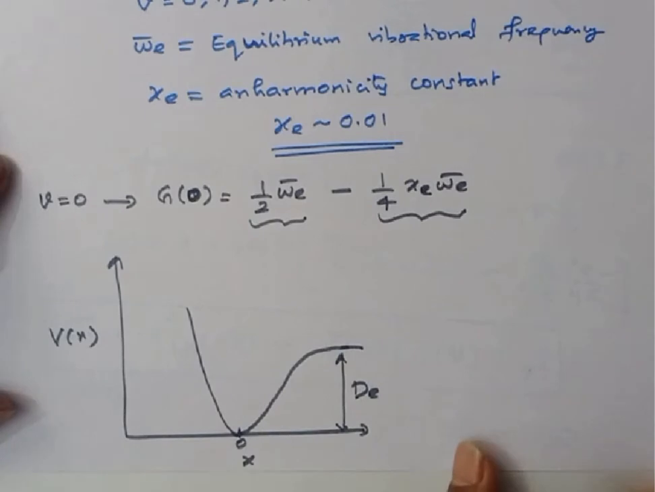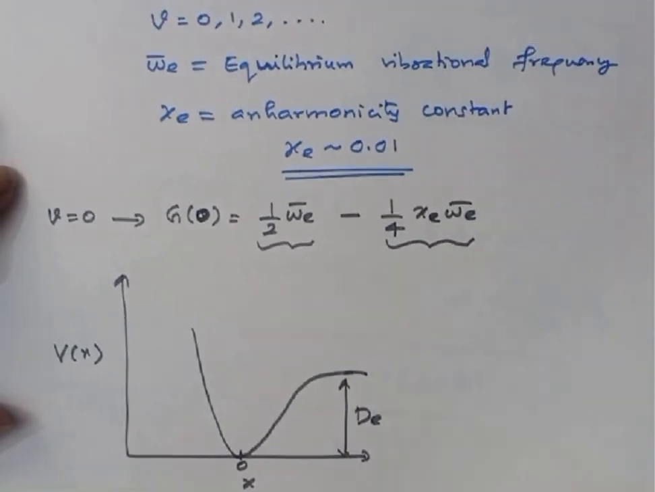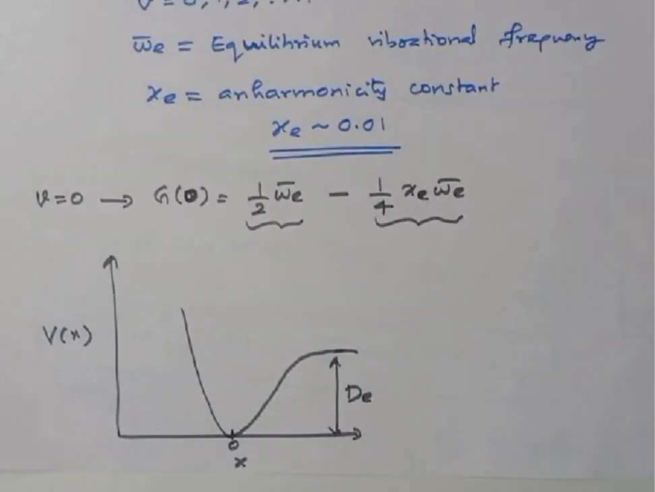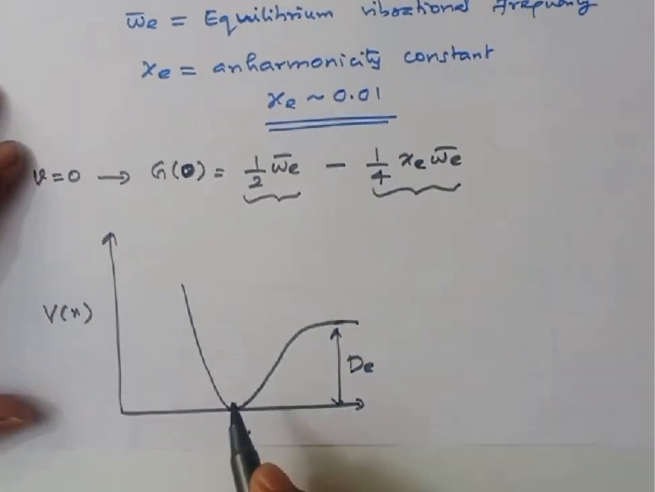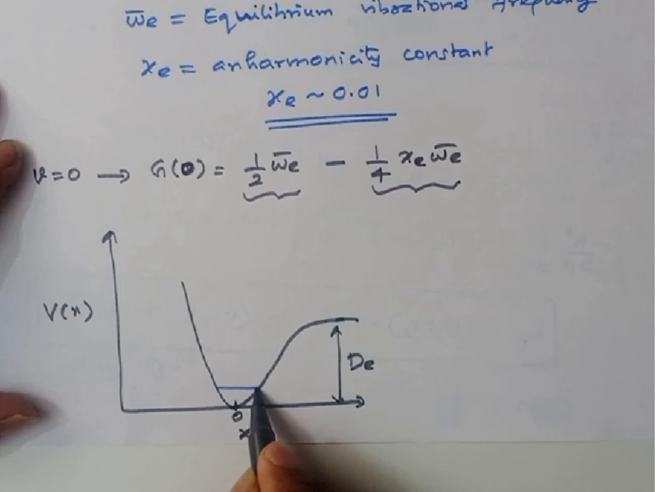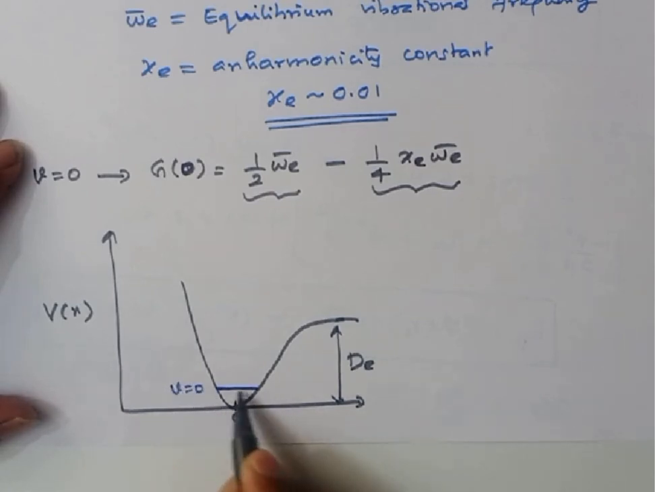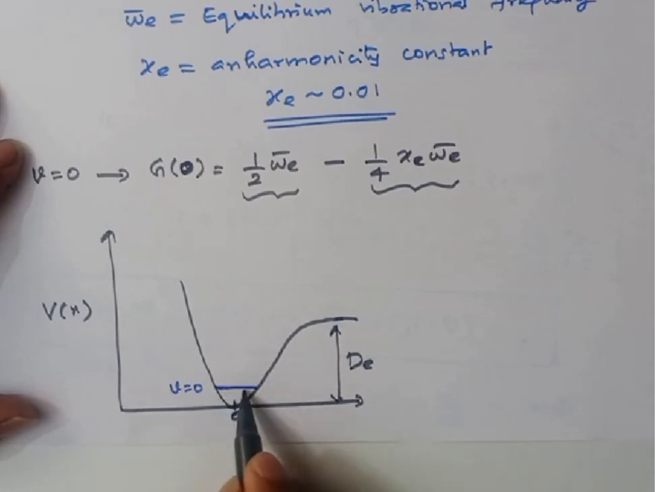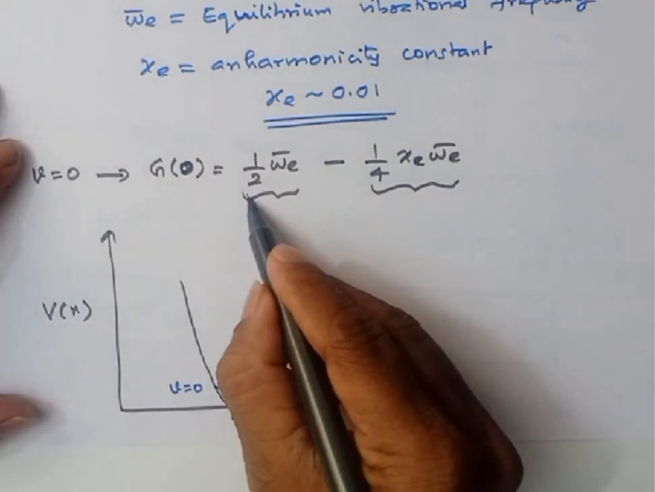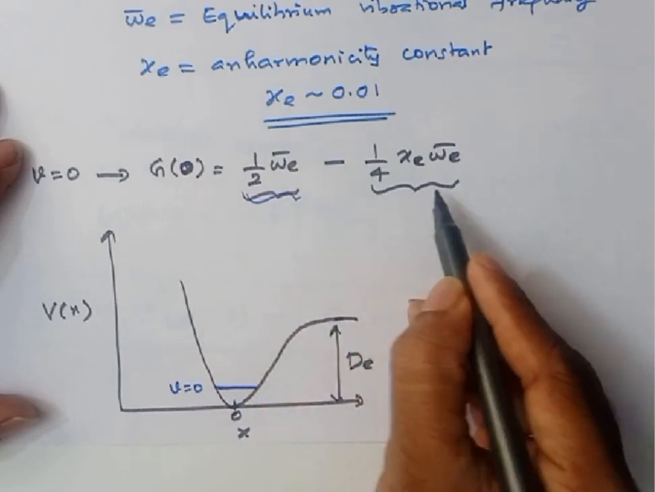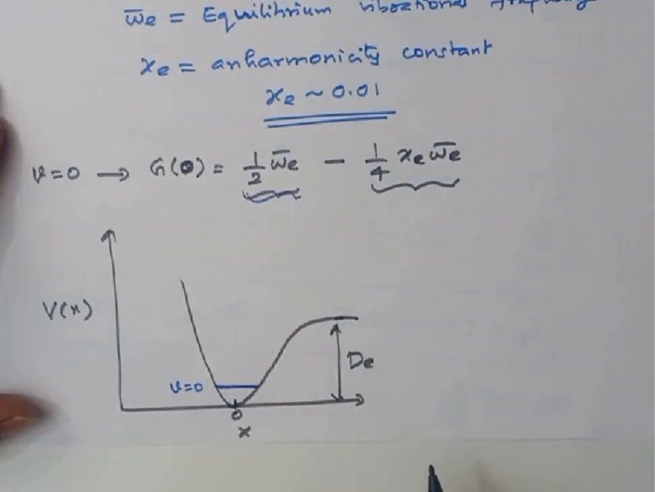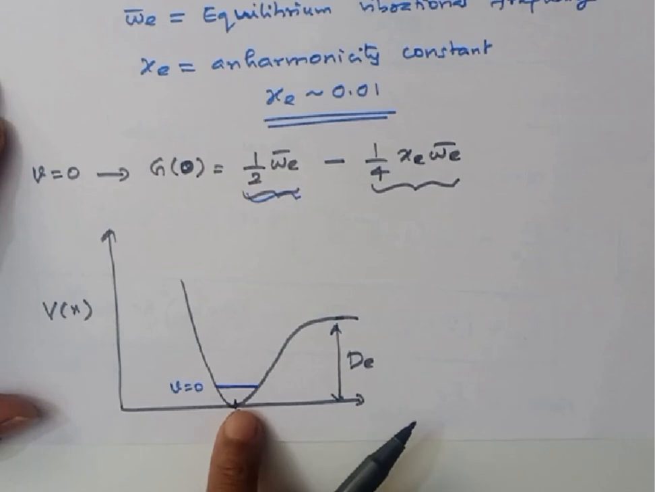Let me draw that in the same diagram. We'll get the first energy level like here. This is the energy at V equal to 0, the ground vibrational state energy of the molecule. And what is the energy? The energy value is half omega e bar minus 1 by 4 Xe omega e bar. It is not 0. That's very important.